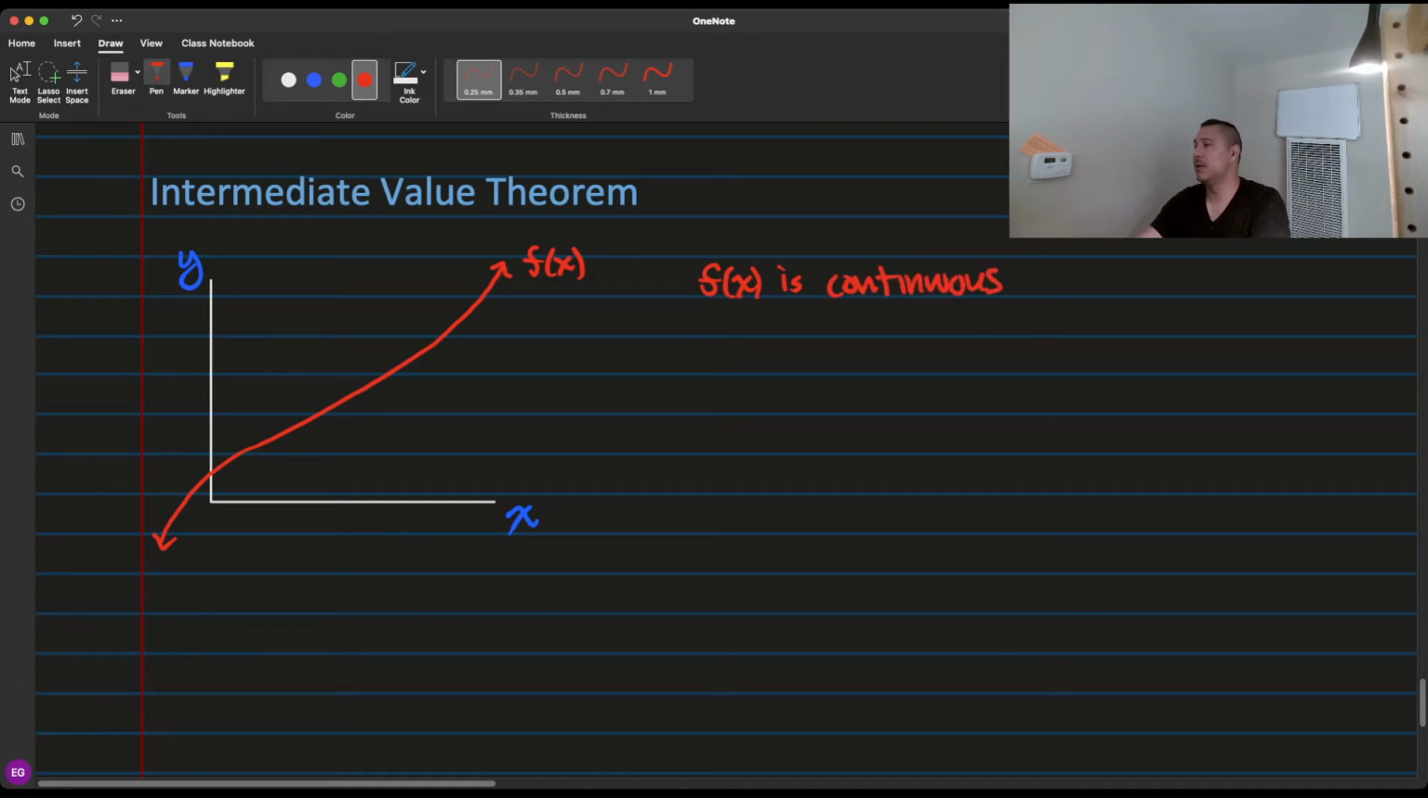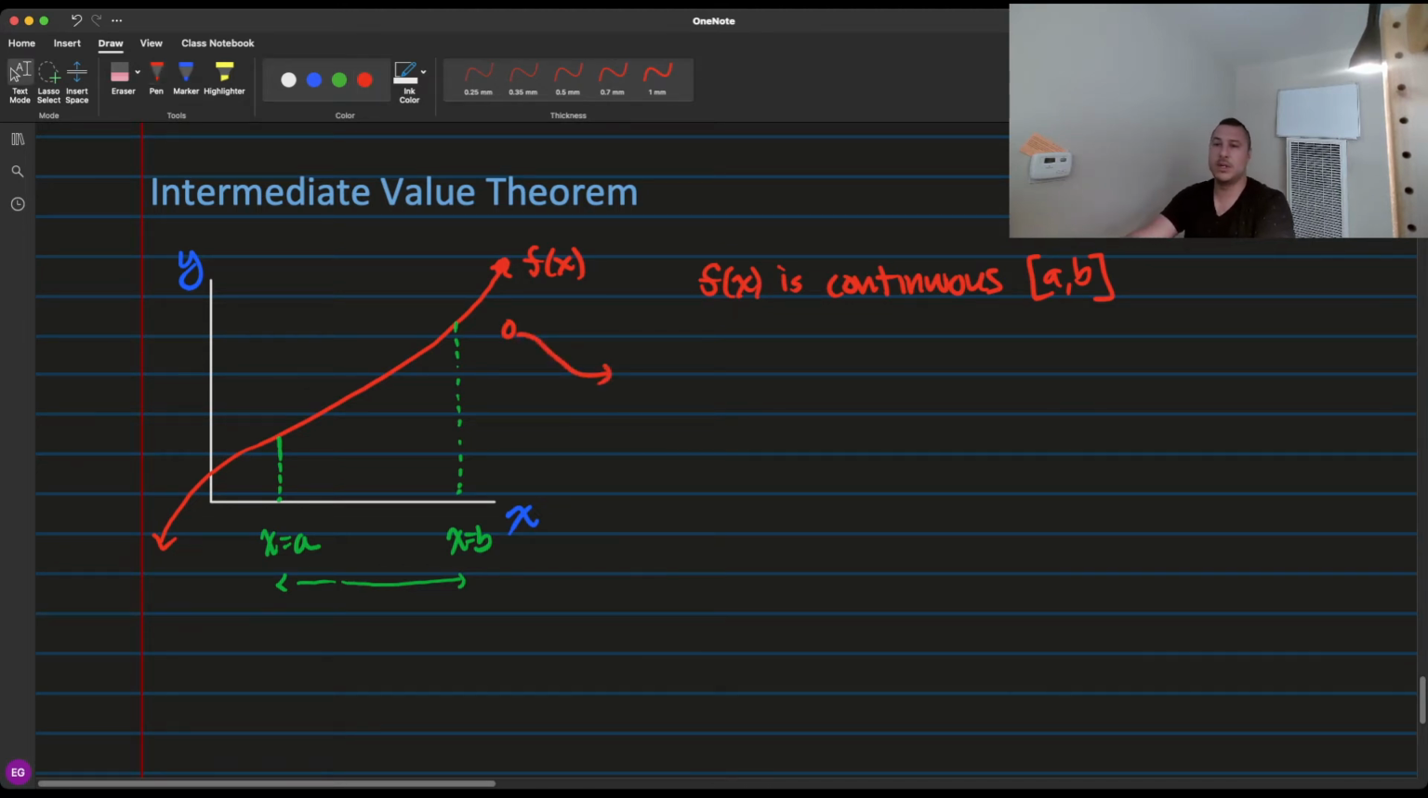We're going to be continuous on the closed interval a, b. So a and b are two x values. Here is x equals a. Here is x equals b. Really we only care about it being continuous between these two numbers. What could have happened is that you have a jump over here, but it doesn't matter because that jump occurs outside of the interval a, b.